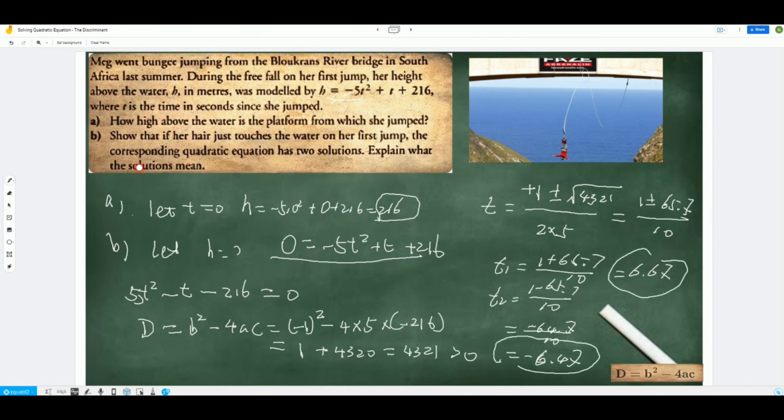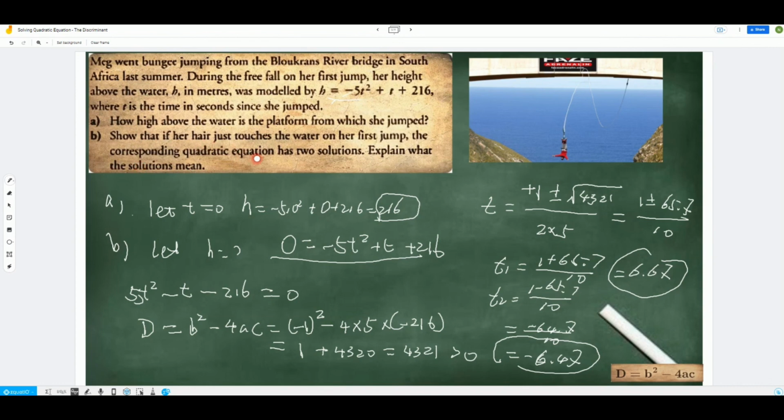Okay, t1, t2, right? This is time, so the negative does not make sense. So we take 6.67, which means it will take 6.67 seconds for her to drop to the water from the bridge, right?